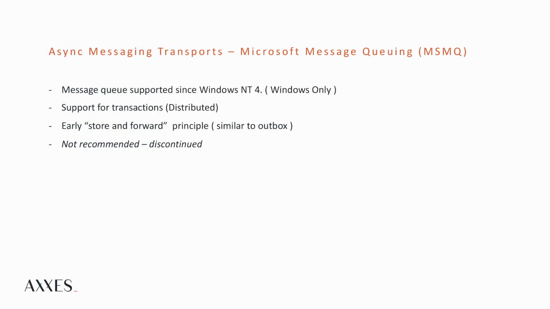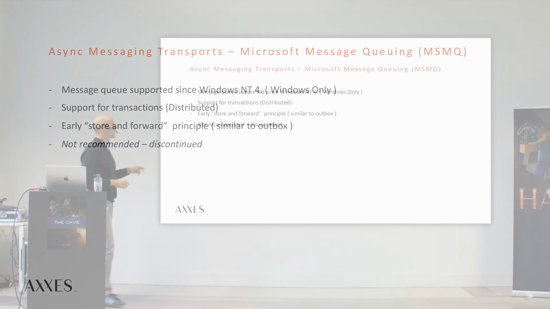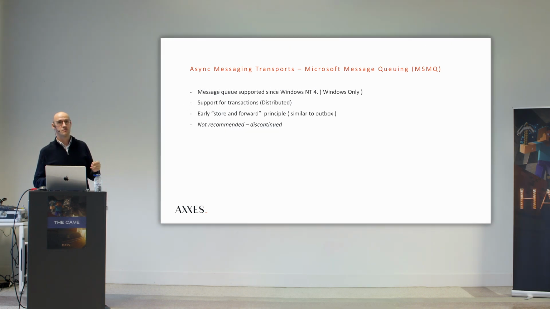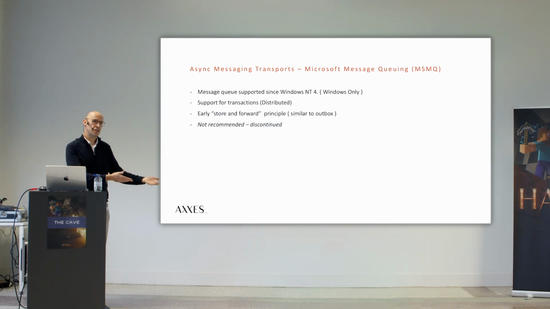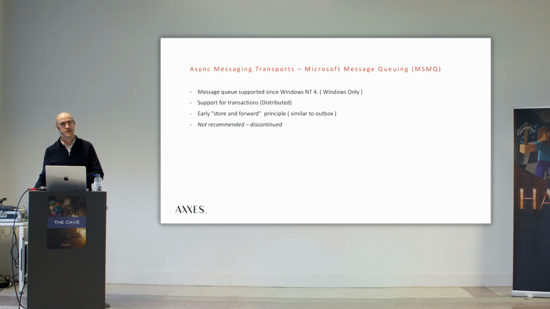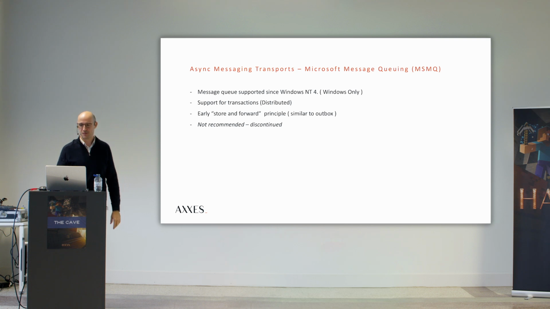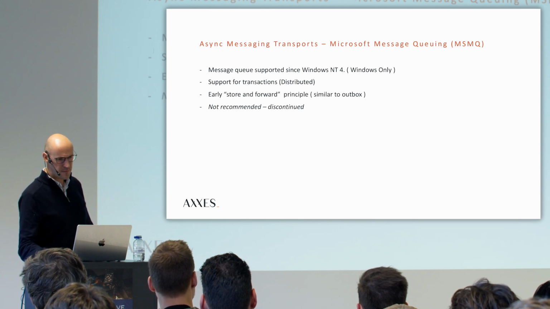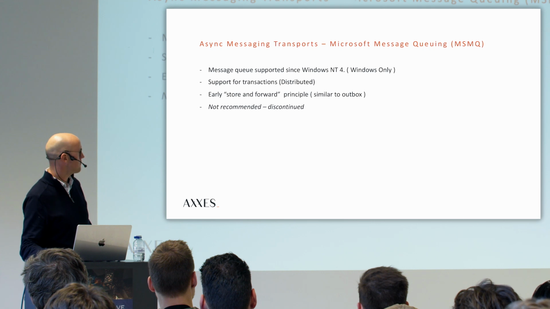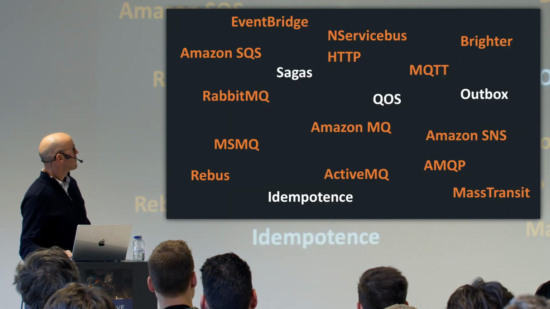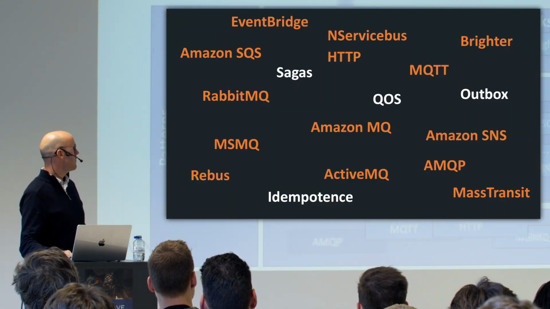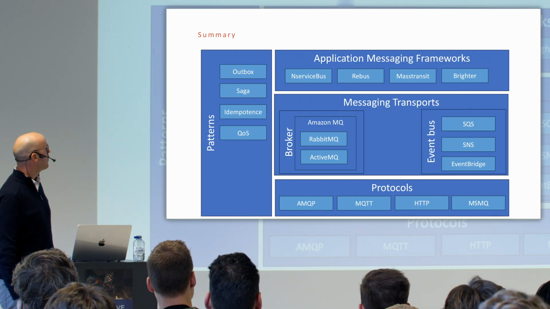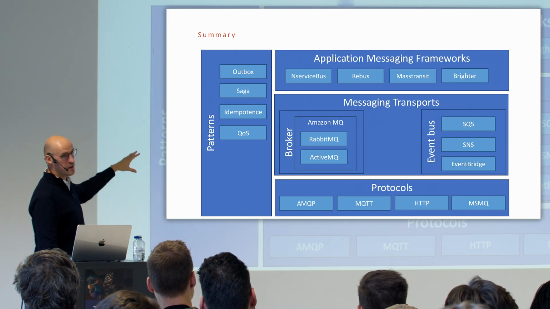And one of the things which was nice about it is that it had the store and forward principle at that moment, which was kind of an outbox like the one that I just displayed, but back in the days it already existed. Maybe not in a very good fashion, but it already existed at that moment. So if you're working with an old project, you can still use Microsoft Message Queue, sorry.